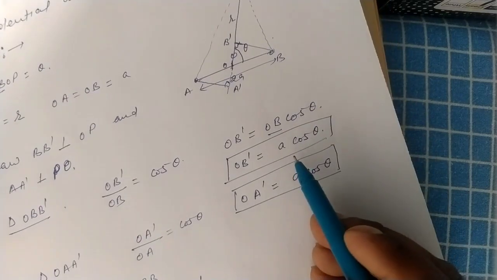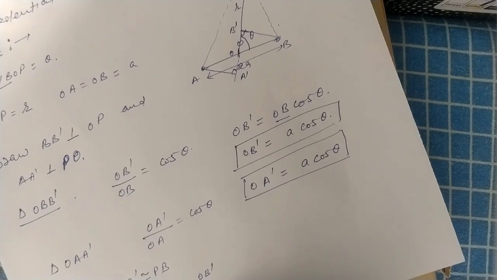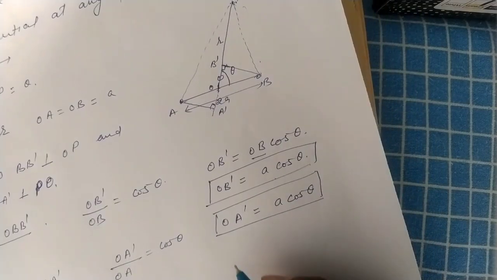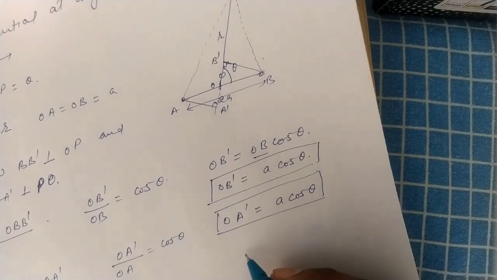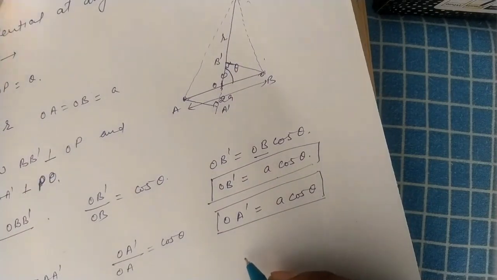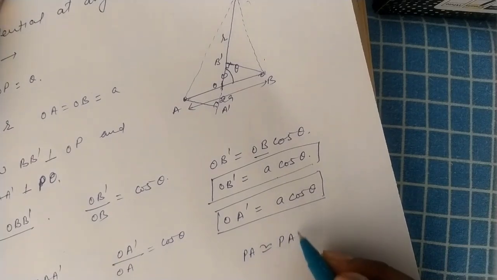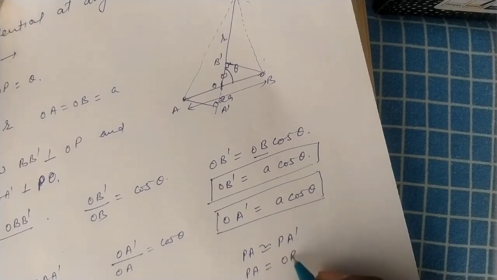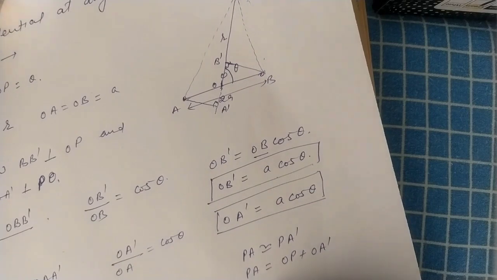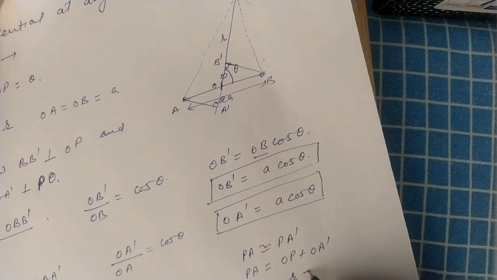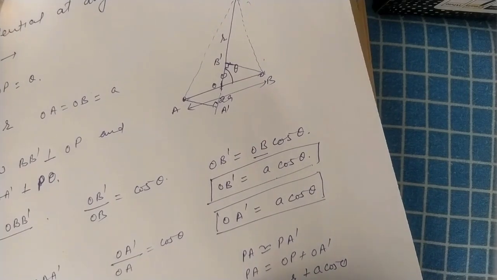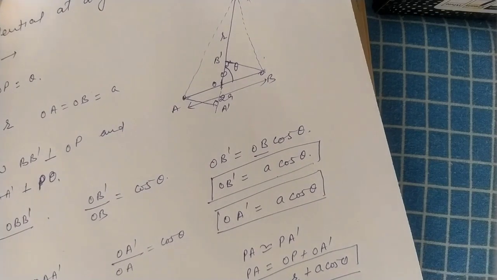OB dash here is A cos theta. So PB is equal to R minus A cos theta, and at the distance PA is nearly equal to PA dash, and PA is equal to OP plus OA dash. OP is equal to R. OA dash we can find out as A cos theta. PA is equal to R plus A cos theta.